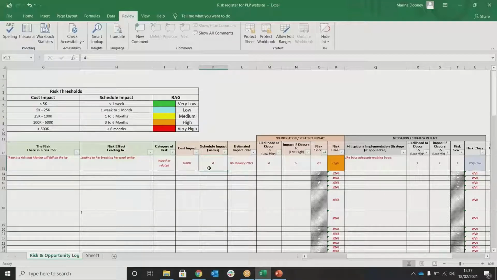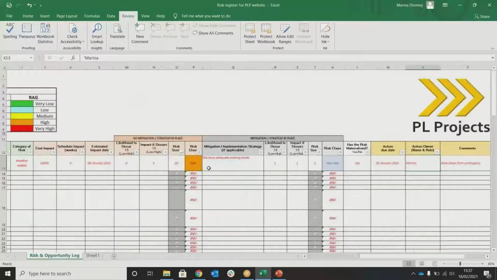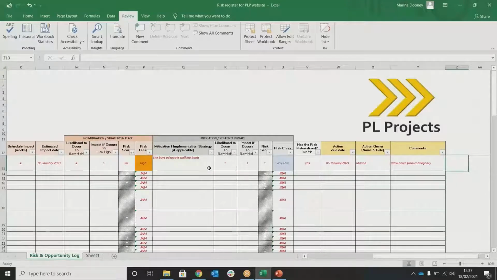So the next section is the mitigation and strategy. Once you fill this one out, back to Marina not having her boots, adequate boots. What can she do to stop herself from falling in the ice? Well, she can go source some new boots. Now, that doesn't actually take away the risk of the ice, because we can't stop the ice. Some things are inevitable. Some things you cannot stop.